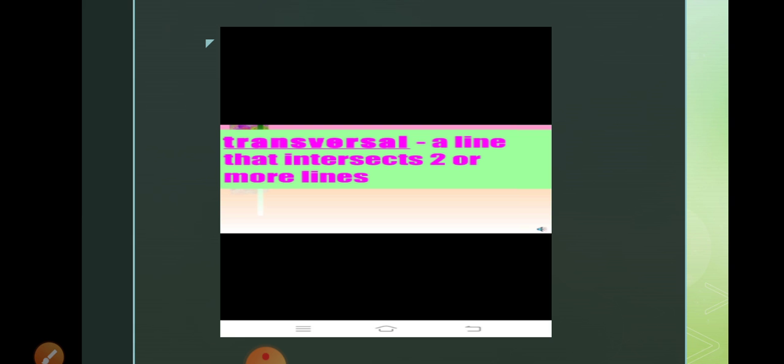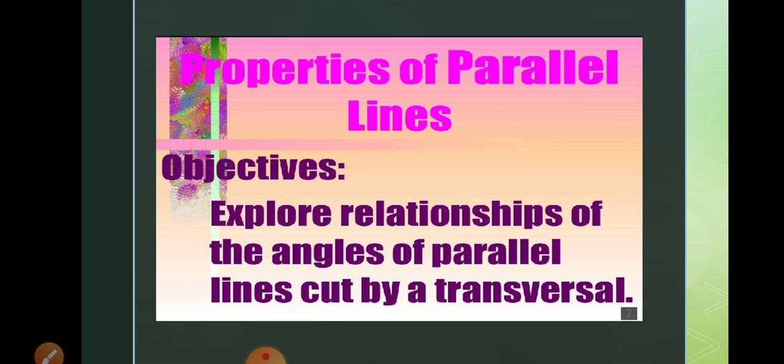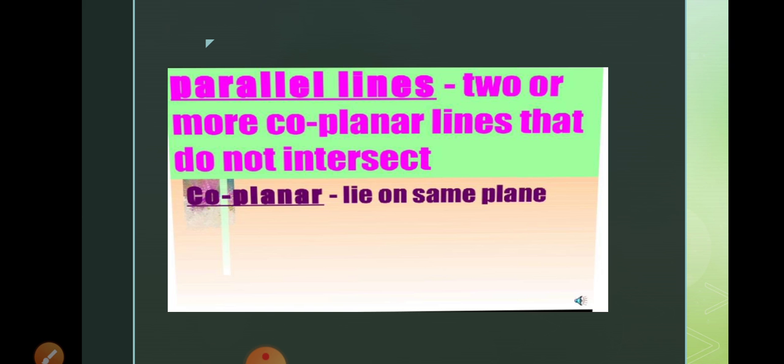A transversal is a line that intersects two or more lines. It means if any line intersects two or more lines, then that line is known as a transversal line. Properties of parallel lines: there is a relation between parallel lines cut by a transversal and the angles formed by the transversal. We will see the relation or properties of the angles further.